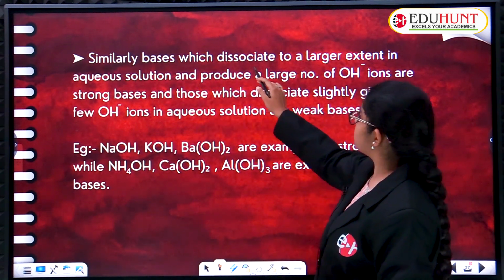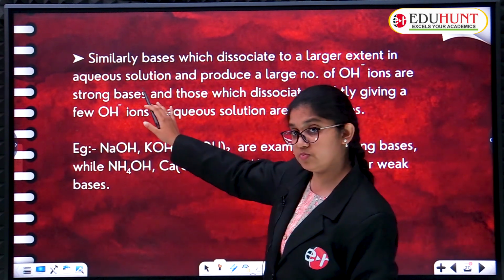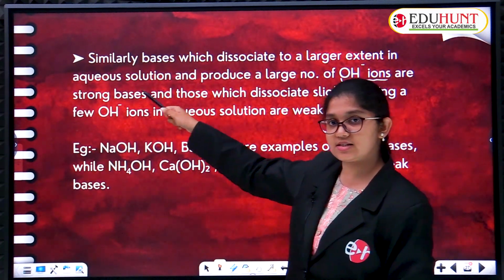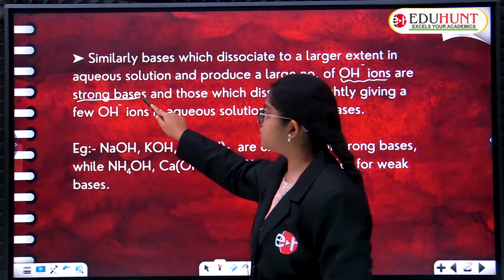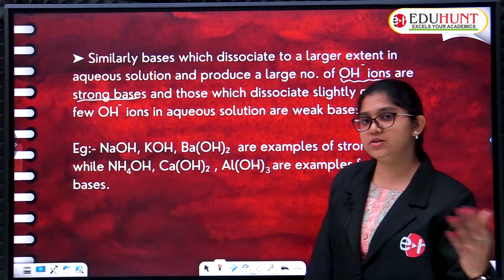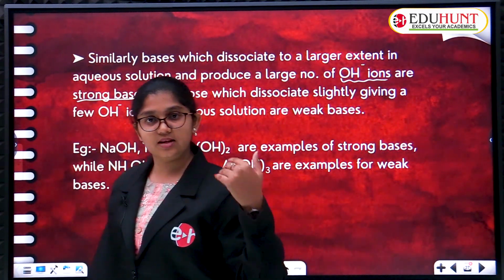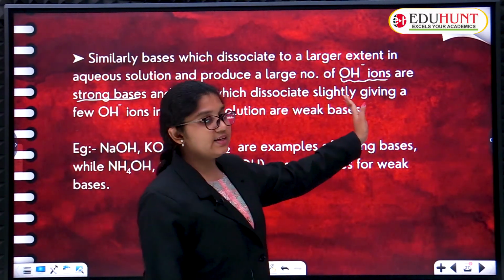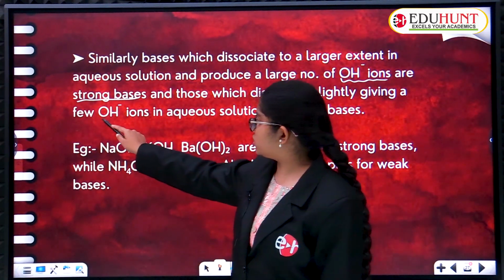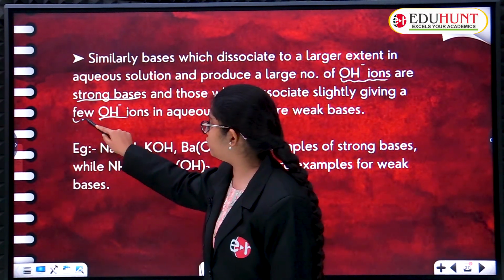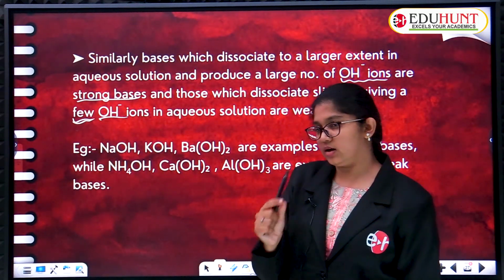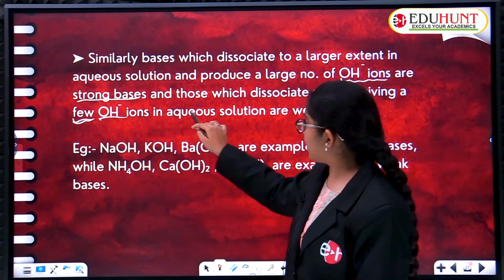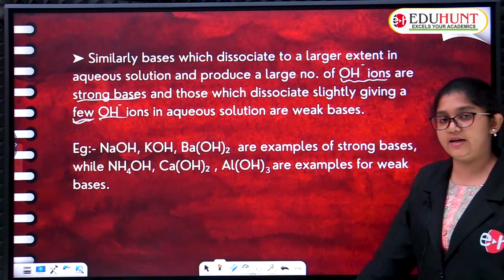Similarly, bases which dissociate to a large extent in aqueous solution produce a large number of OH minus ions. Which bases are those? Definitely those are strong bases. And what is opposite to that? Large extent means small extent. Very good. And those which dissociate slightly, giving a few OH minus ions. Remember the word few. Few means less number. OH minus ions in aqueous solution are called weak bases.